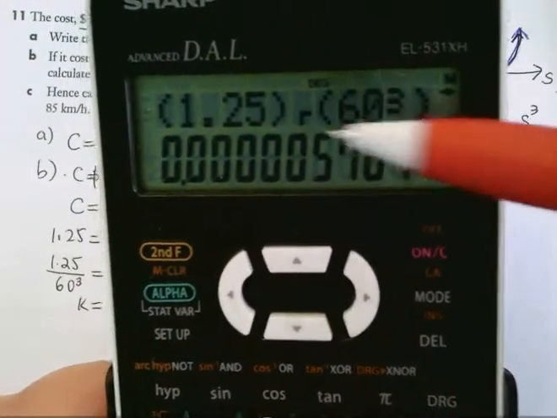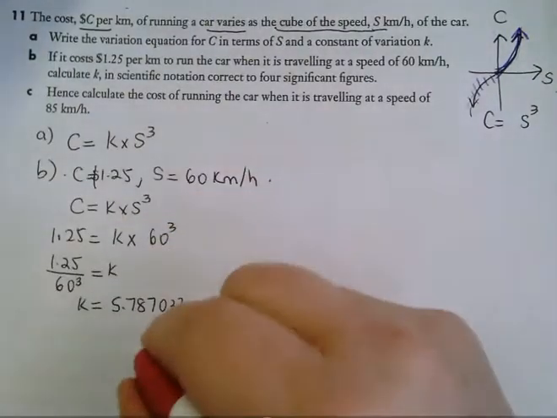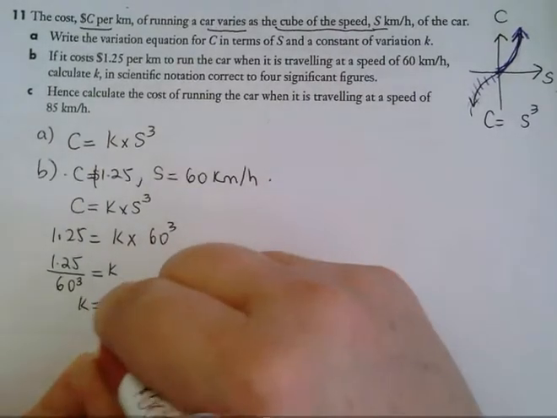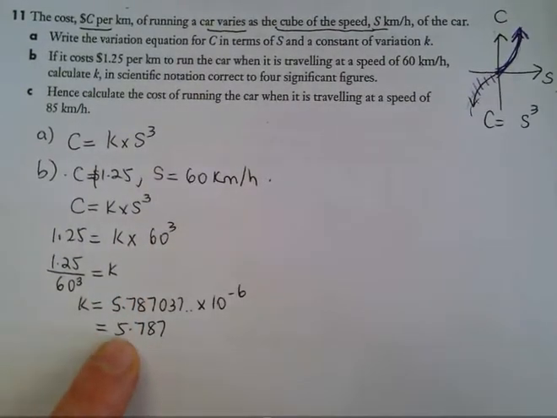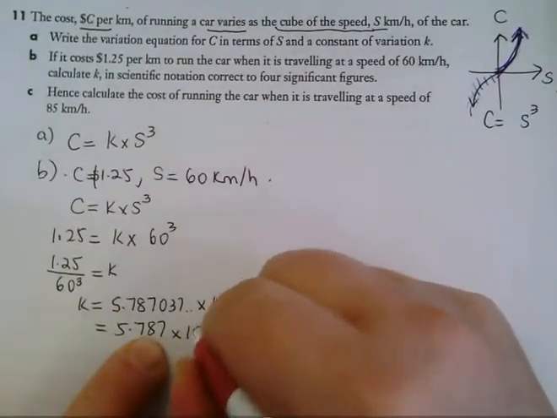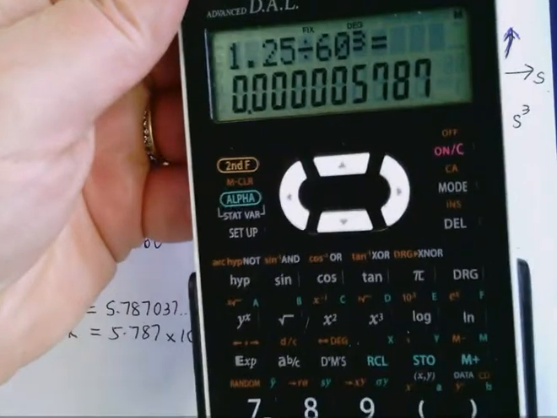And that's obviously a very small number, so it's 10 to the negative 6. All right? So now to 4 significant figures means I'm allowed 4 numbers here. 5.787, and I know it's times 10 to the negative 6. Now, on your calculator, for scientific notation, but you've got it this way.